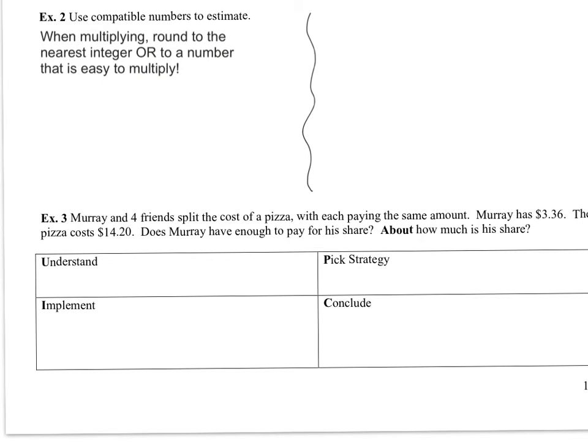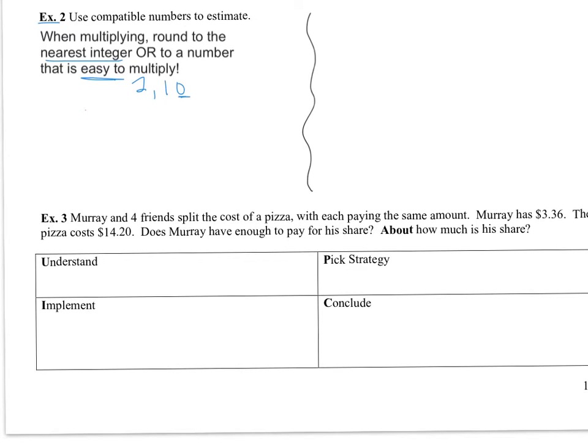Okay, I went ahead and wrote a little note down here that I want you to copy on example 2. I wrote, when multiplying, round to the nearest integer, or if you want to make your life really easy, you can just round to numbers that are easy to multiply. Some numbers that are compatible and easy to multiply are numbers you like to multiply by, like maybe 2, and 10. 10 is a really popular number to multiply by because all you have to do is add a 0. So if it's close to 10, round it to 10. So let's go ahead and take a look at an example.